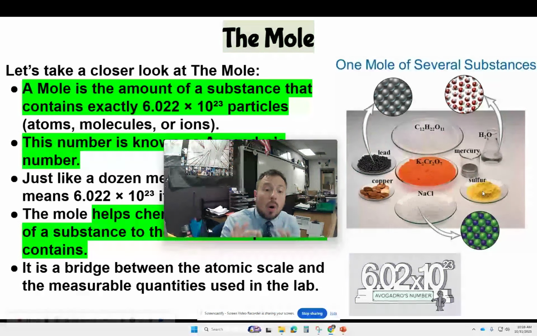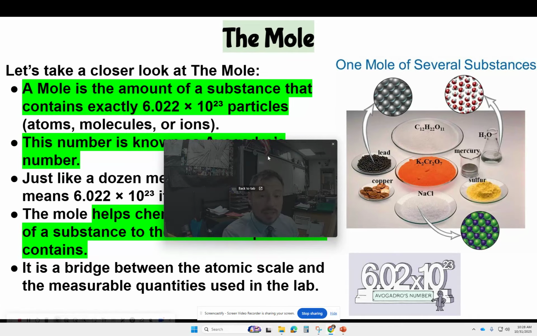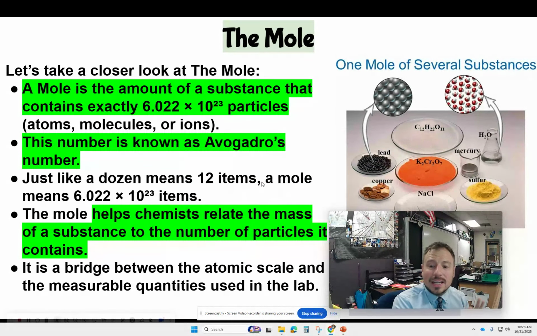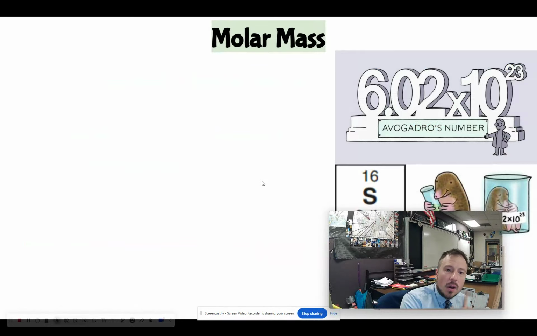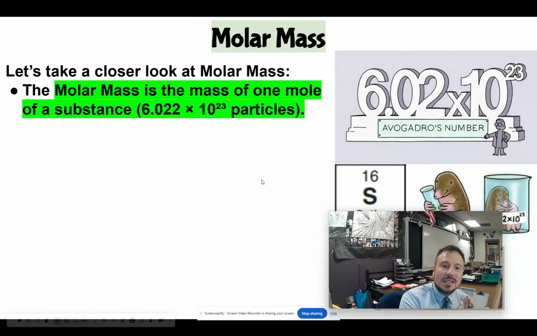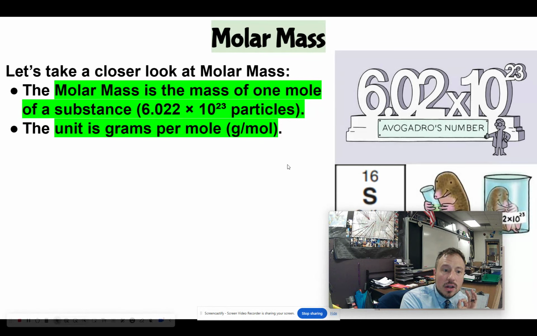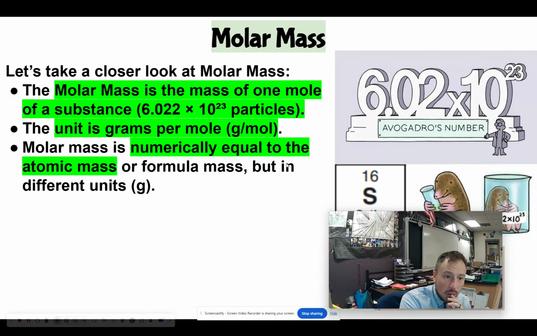So I've got a lower amount, but all of these, I have the same number, right? It's just like saying I have a dozen feathers, a dozen bricks, right? It's the same number. Now, they're going to weigh differently, right? That's the key. So here's why it's this number, right? It all has to do with the molar mass. It's the mass of 1 mole of a substance. So if I've got 6.022 times 10 to the 23rd, it is the mass of that. The unit is grams per mole.